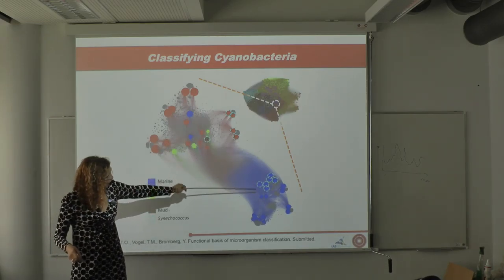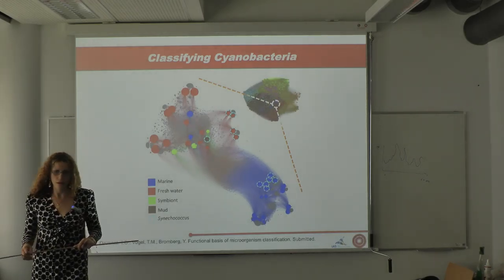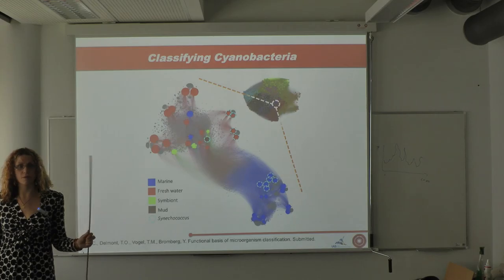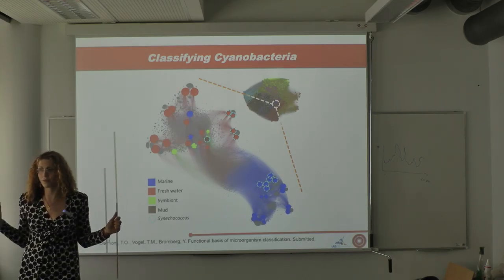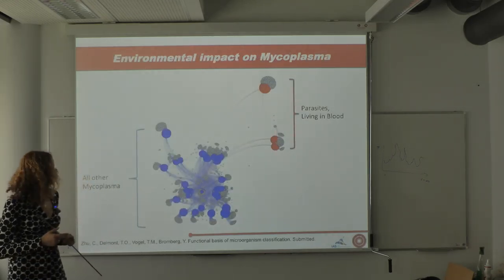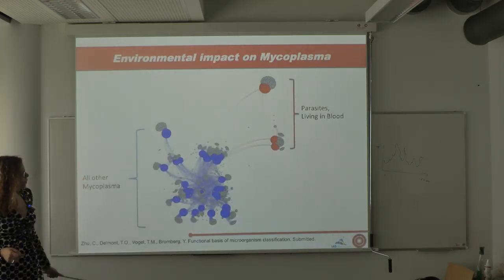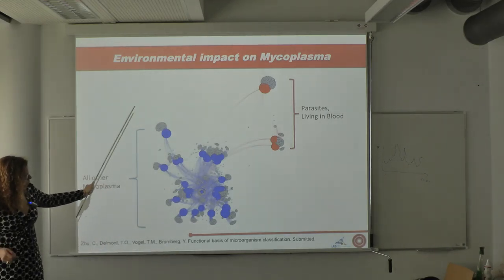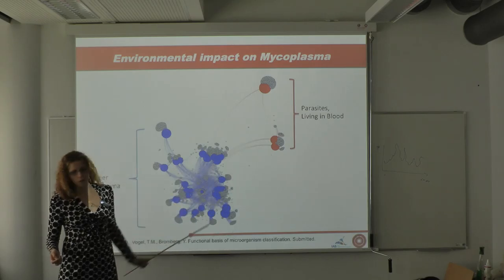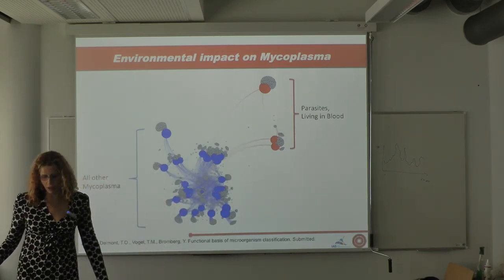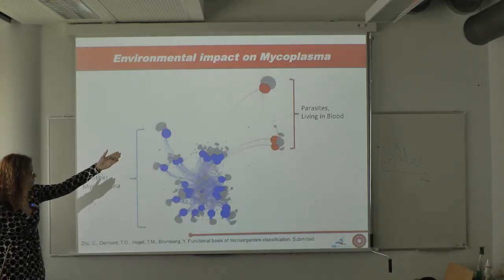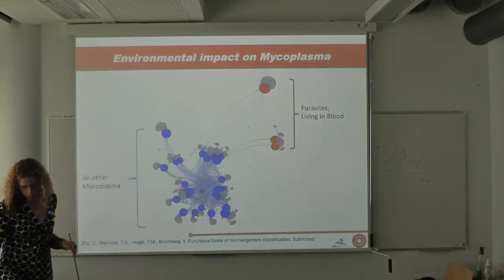If you look at these genomes, you could actually find the genes which we believe are responsible for this salt tolerance, which I think is really cool. The other thing that you could also look at is mycoplasma. These are all the mycoplasma that we have in our database, and these three, which separate out so nicely, actually happen to be living in the blood. So they're host symbionts.